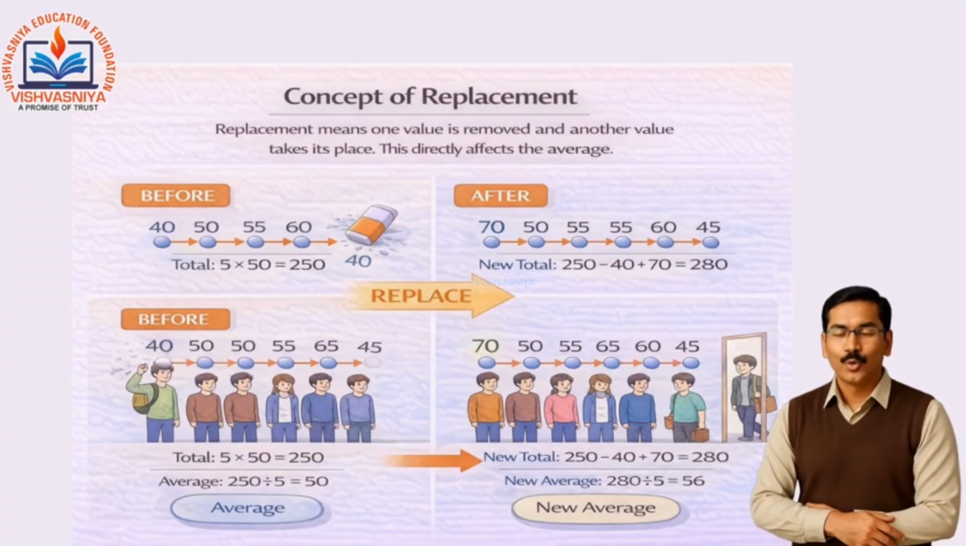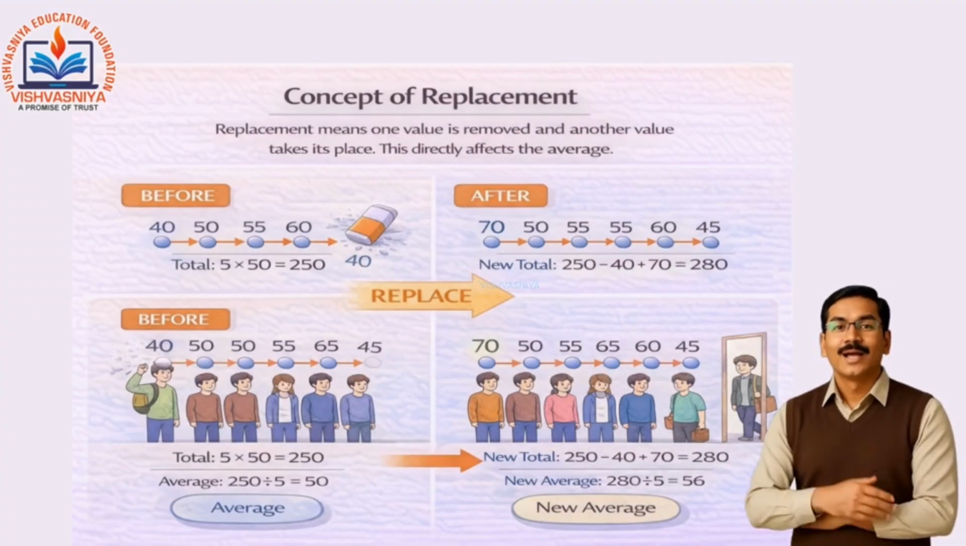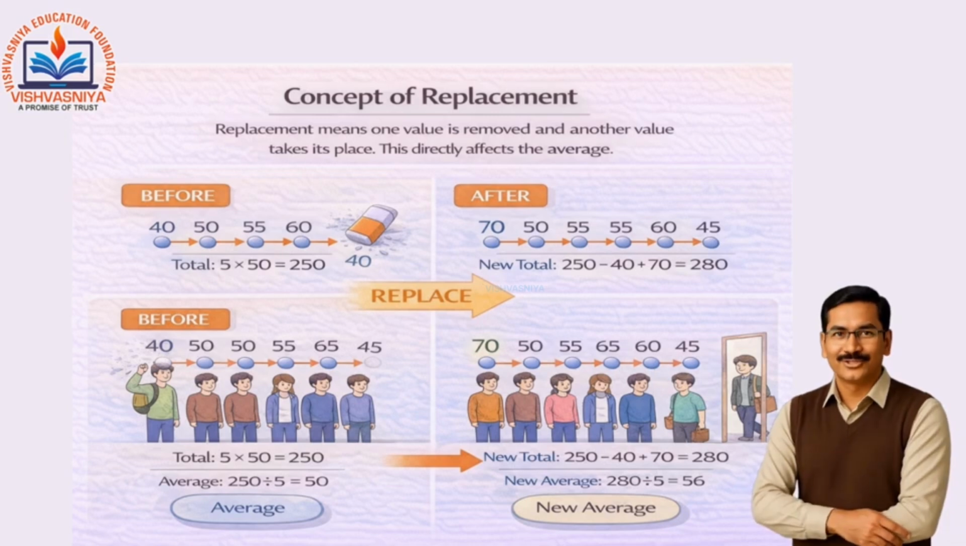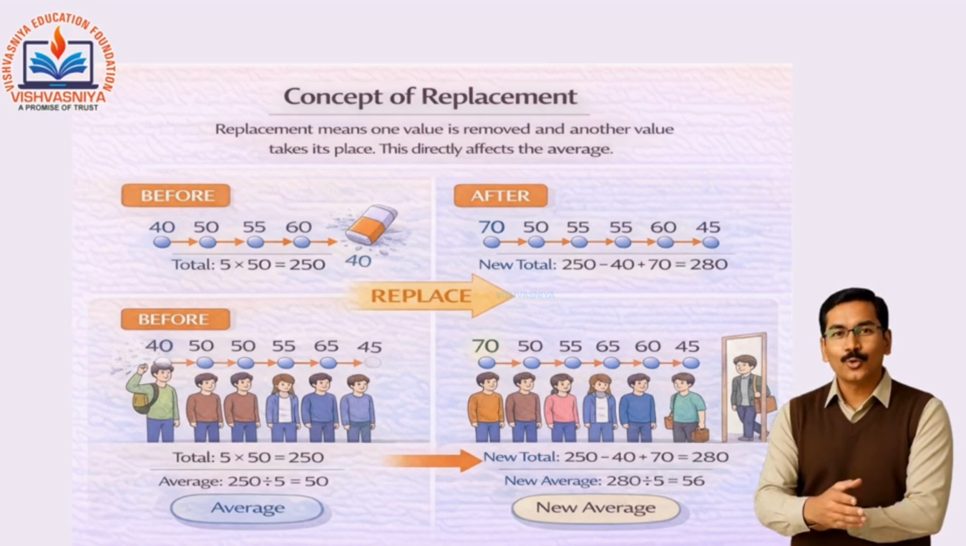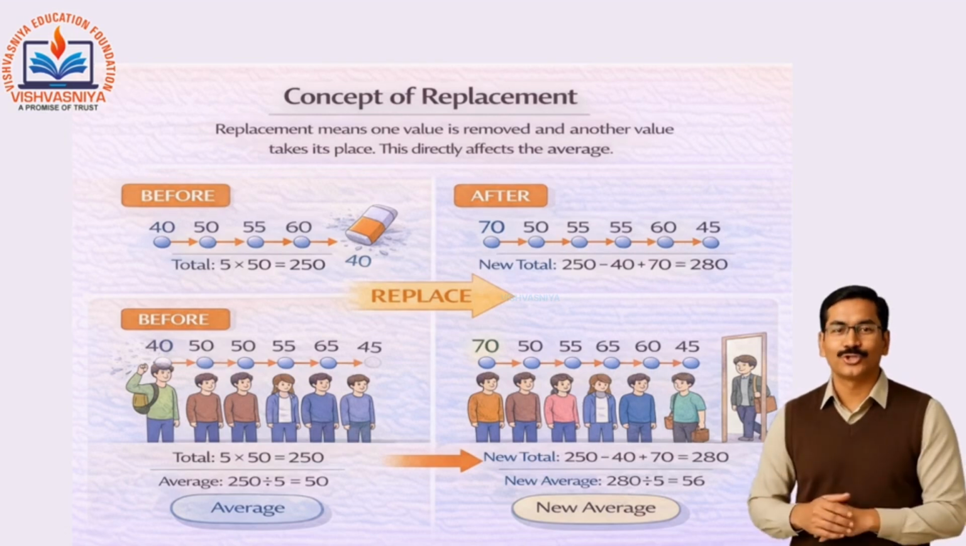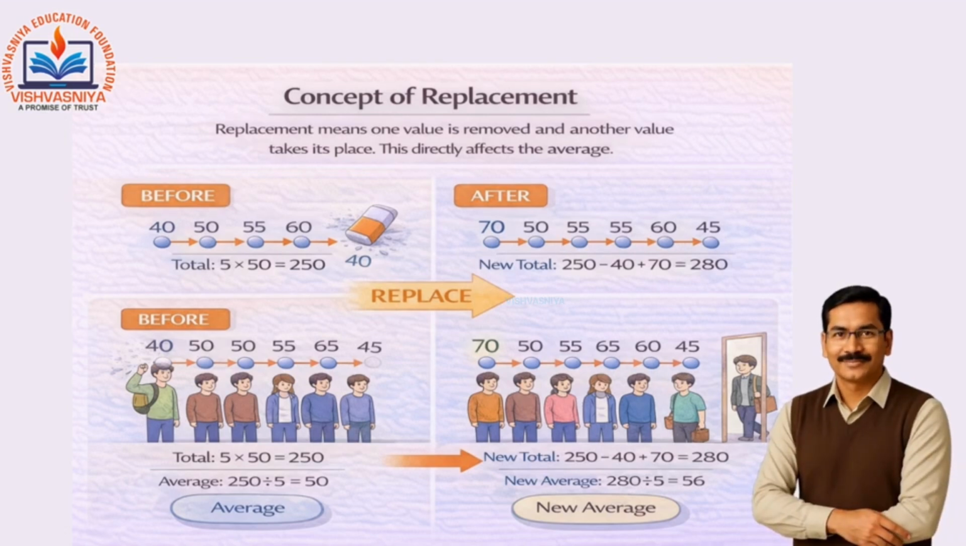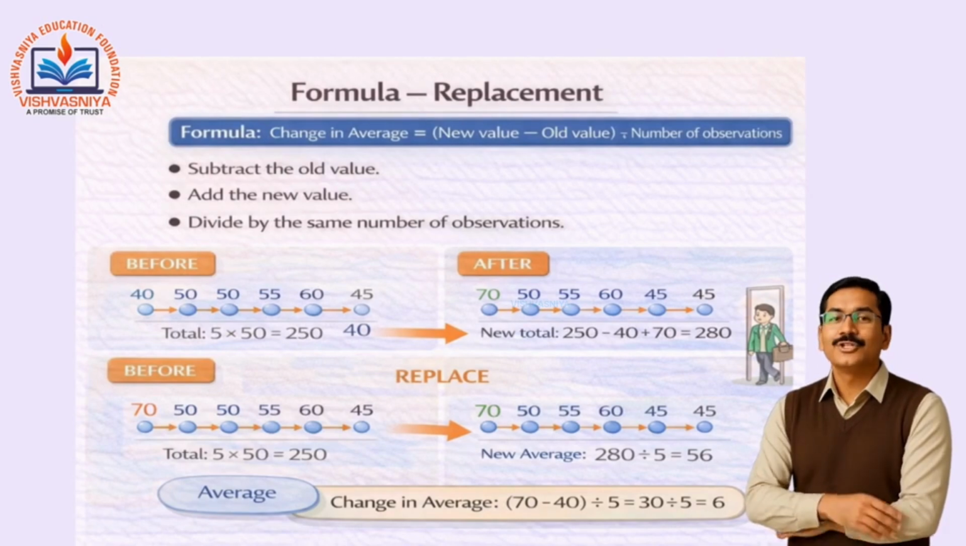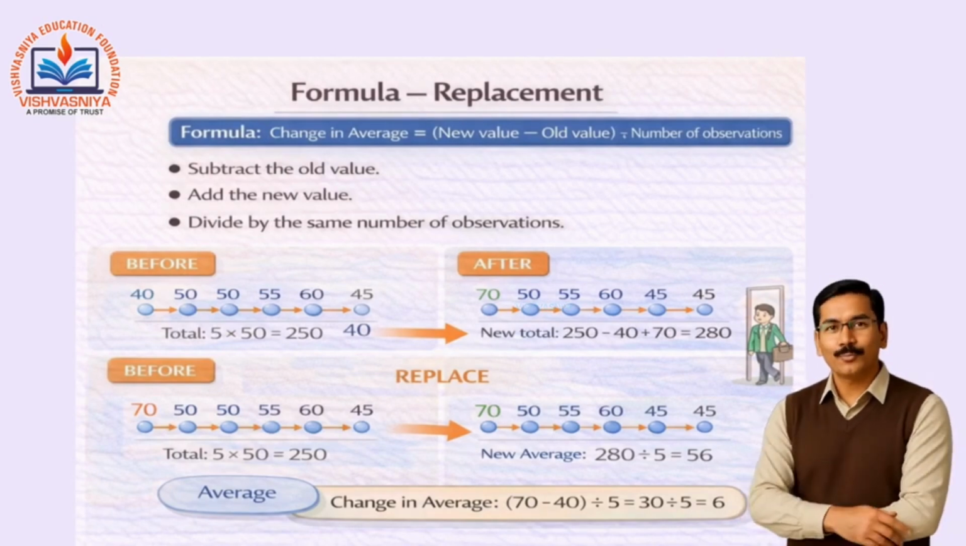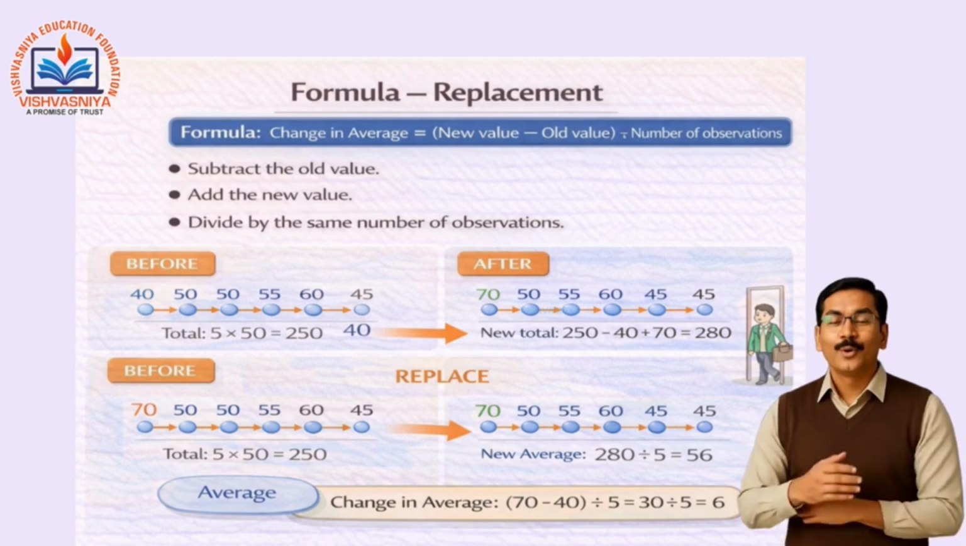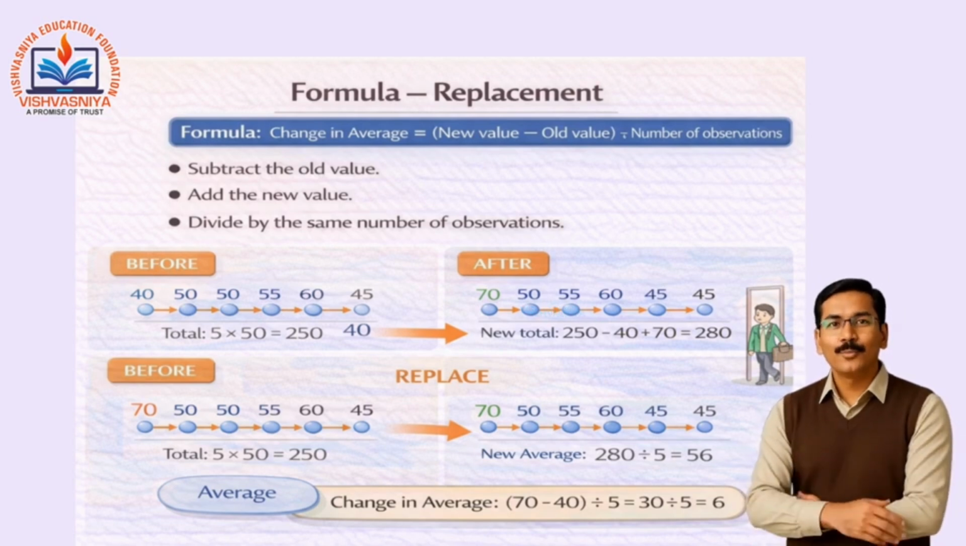Replacement occurs when one value is removed and another value takes its place. This directly affects the average. Instead of calculating the entire total again, we focus on the change caused by replacement. The formula used is: change in average equals new value minus old value, divided by number of observations. This formula helps us quickly find the new average.